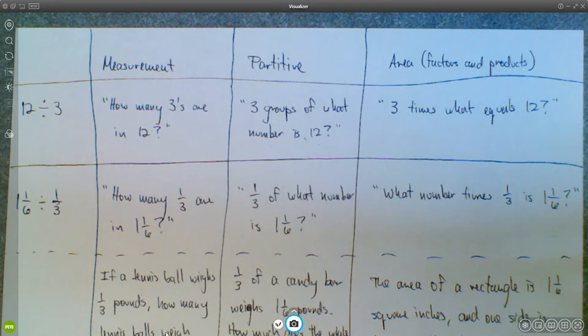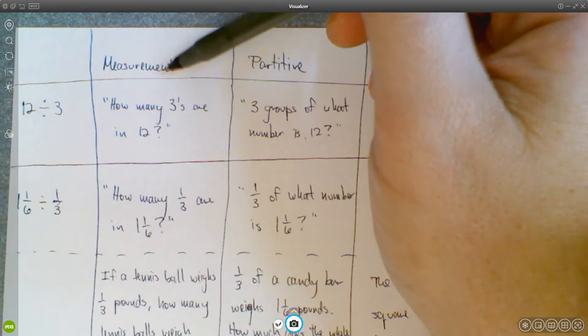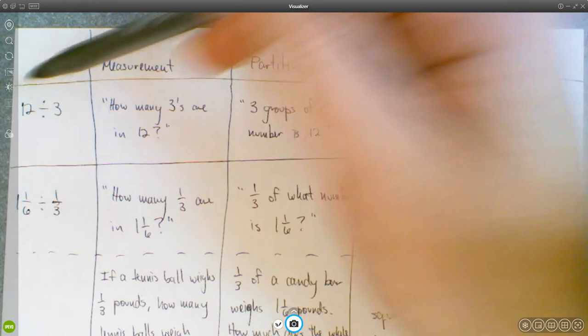And in fact, in your homework tonight, I'm going to have you practice writing down word problems for each of the different operations. So this is the measurement, partitive, and area models. Basically, it's really just the measurement and partitive model that this boils down to, and they're just two different ways of looking at division. The measurement model is when you're asking yourself, how many of this number fit into this number? The partitive model is when you're asking yourself, what times this number equals this number? Okay? So that's the difference.